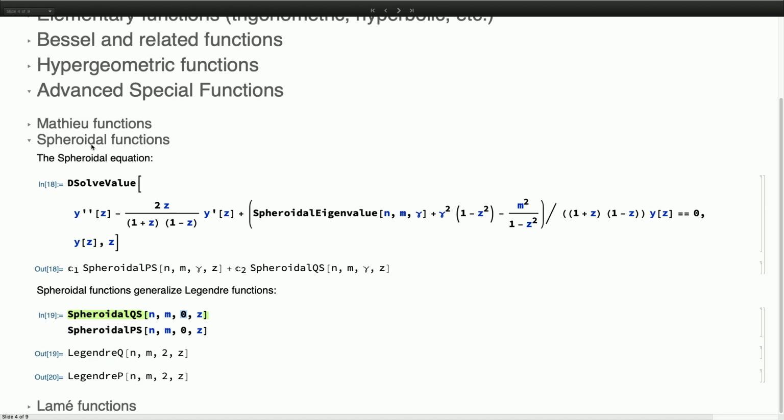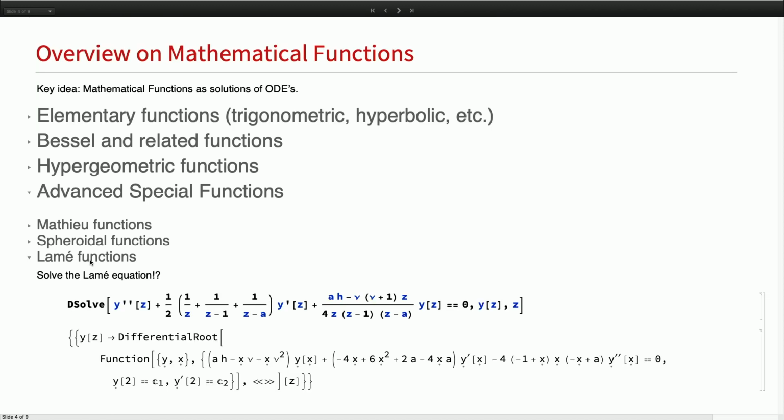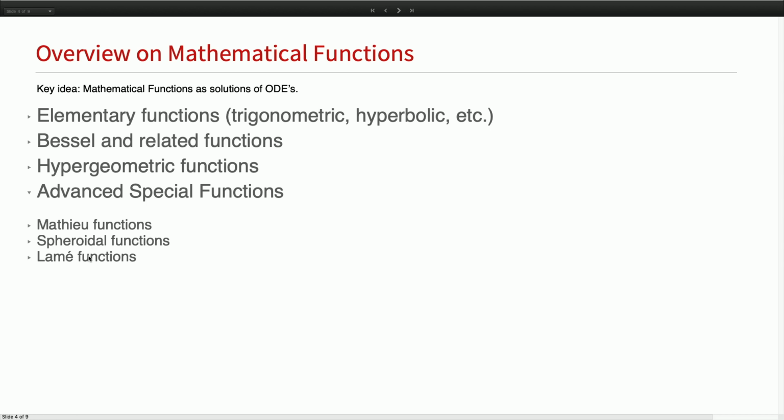Okay, and the last one is the Lamé equation. So there is an equation like this. It's a very hard equation. In Wolfram language, there were no functions that were solving this equation, because now we have them. And if you solve this equation, you will receive an object that is called differential root, but we will talk about this later.